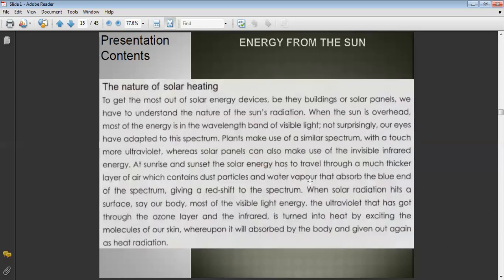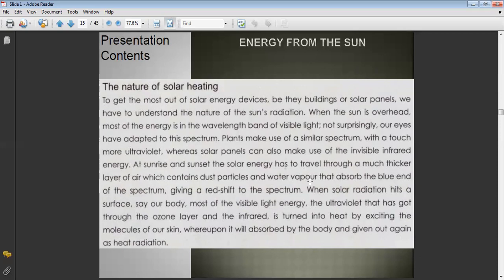So when we talk of the nature of solar lighting, to get the most out of solar energy devices, be they buildings or solar panels, we have to understand the nature of the sun's radiation. When the sun is overhead, most of the energy is in the wavelength band of visible light, and not surprisingly, our eyes have adapted to this spectrum. So we can see the reflected bandwidth from different surfaces, which we identify as having different colors.